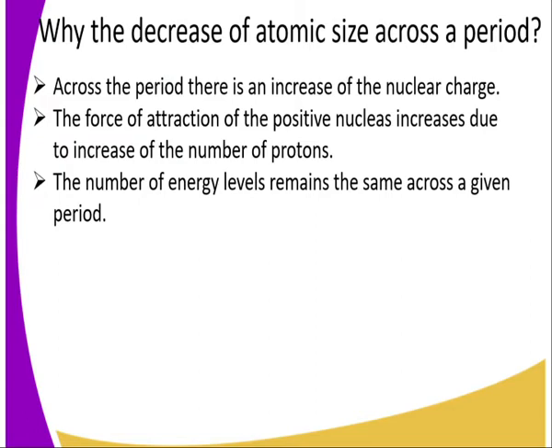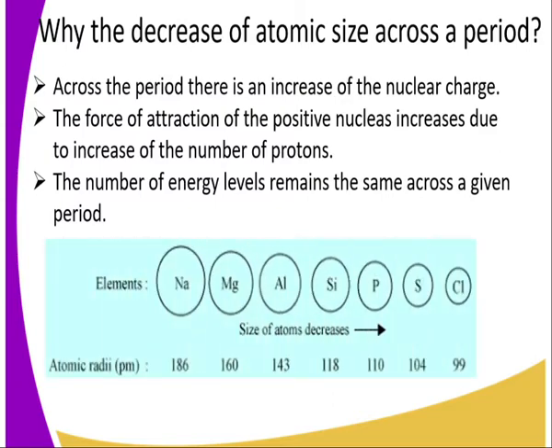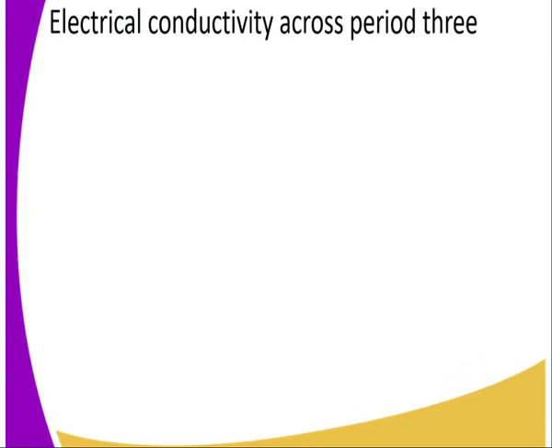Across the period, there is an increase in the nuclear charge. That is, the force of attraction of the positively charged nucleus increases due to increase of the number of protons. The number of energy levels remains the same across the period, and due to increased nuclear charge, atomic size decreases across the period.